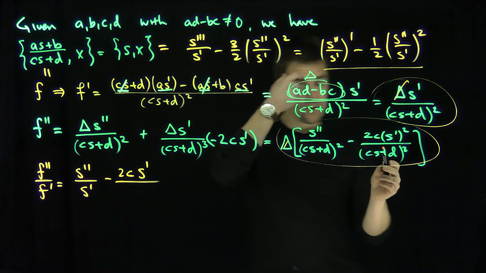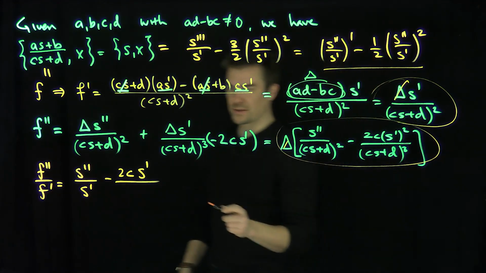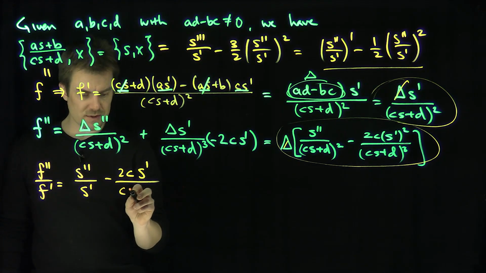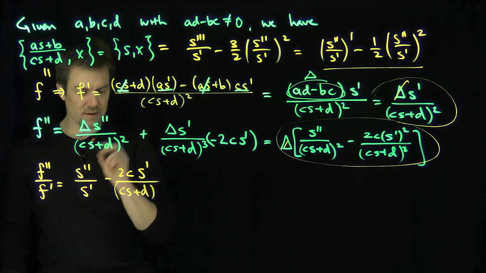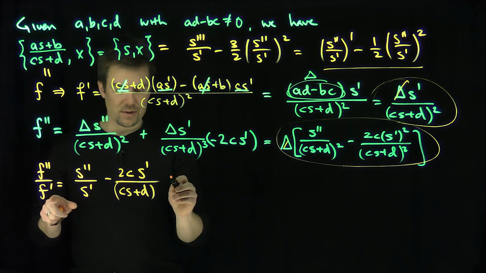And then I'm going to have 3 of these things in the denominator over here, and then 2 of those things are going to be flipped up in the numerator, so I'm going to have one of those things in the denominator. So I'm going to have one thing in the denominator, which is going to be cs plus d in the denominator over here. Great.